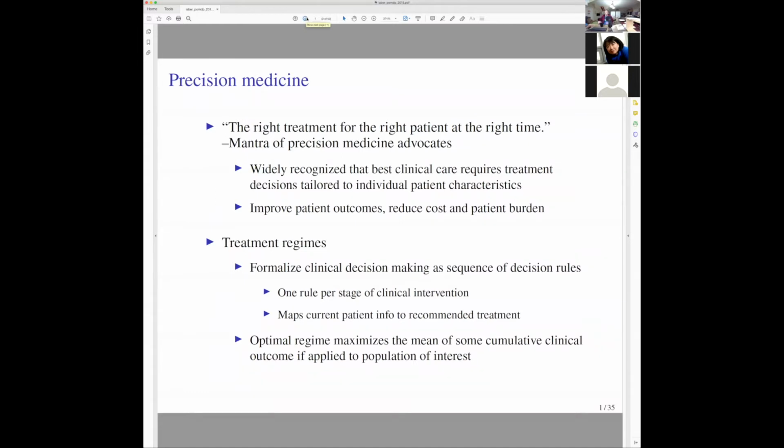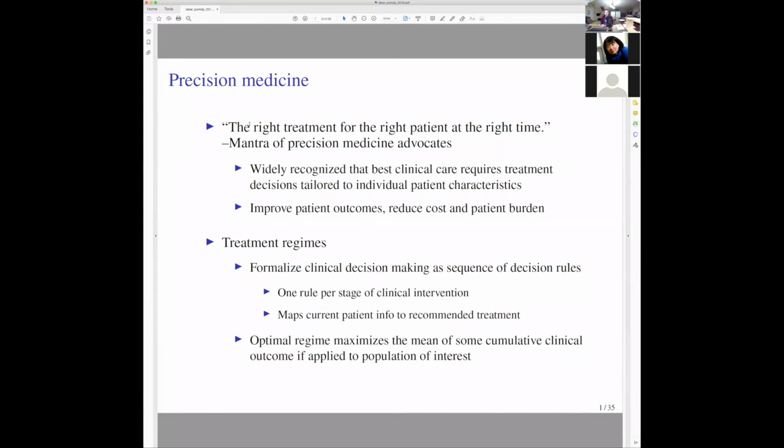So I'm going to talk about precision medicine. And this is now a maturing field. And so I think we all know the goals of precision medicine, but the thing that everybody likes to say is, the goal is to deliver the right treatment for the right patient at the right time, or the right treatment for the right patient at the right dose at the right time, and so on.